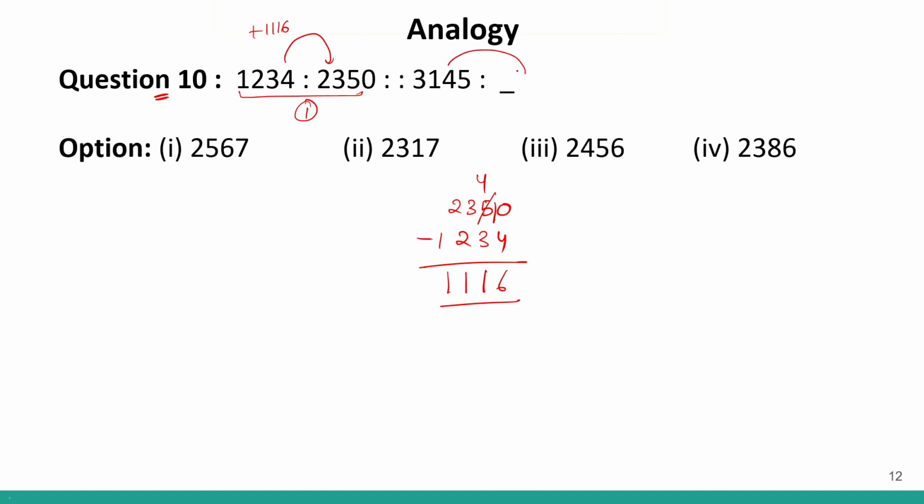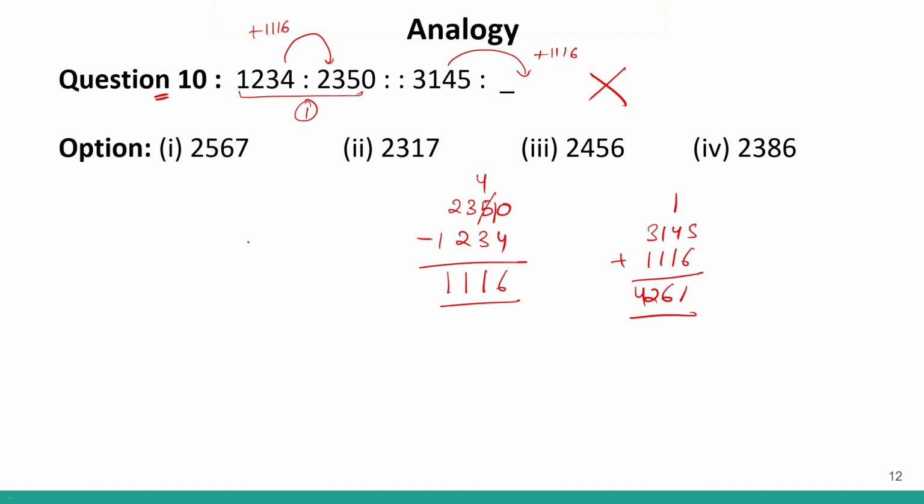Now let us check by adding 1, 1, 1, 6, correct? So 3, 1, 4, 5 and 1, 1, 1, 6 I am adding. So I'll get 1, 11, right? 4 plus 1, 5 plus 1, 6, 2, 4. I will get 4, 2, 6, 1. Is it in the options? No. So this is not the logic that is being used. Correct?